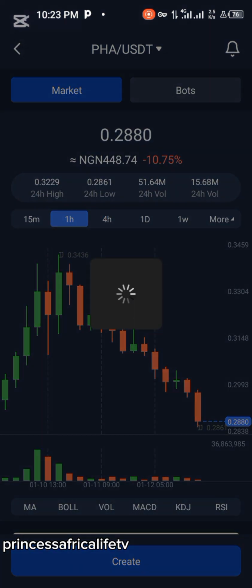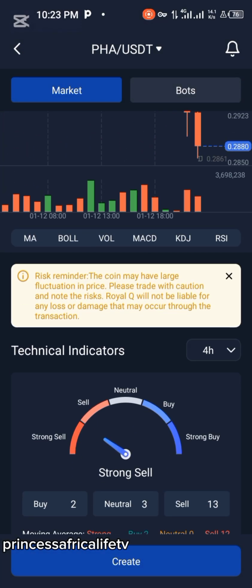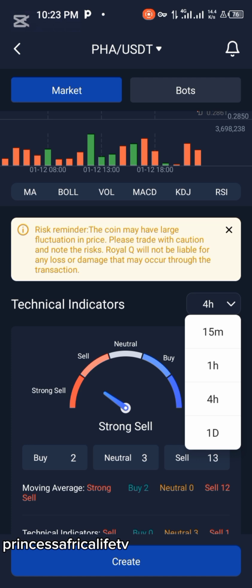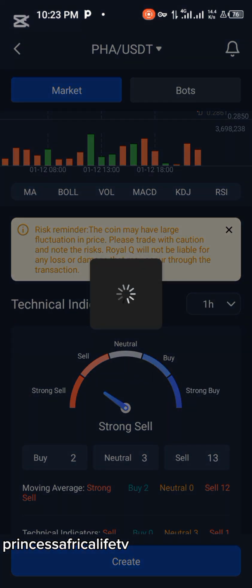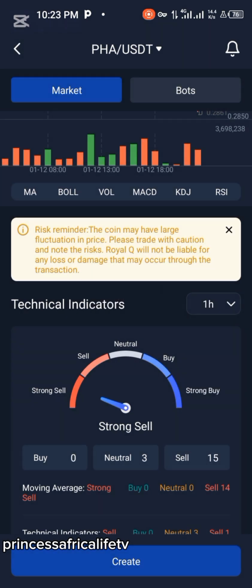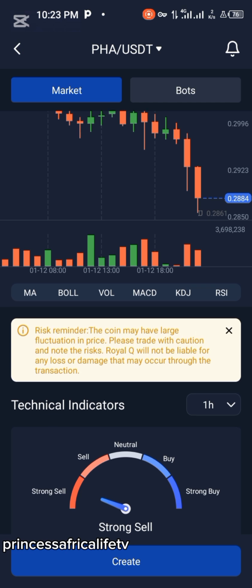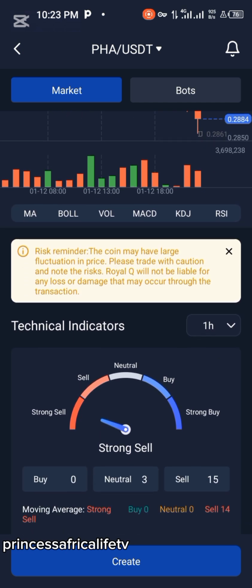Now looking down here at the 1 hour time frame, let's go down again and check this 1 hour time frame. It's even telling us strong sell, to tell you that it's time for you to buy. Anything within strong sell and sell, you can buy. But anything within buy and strong buy, please don't buy. You hold on. The market is not good for you to enter. So this is another indicator. So we have two indicators now, which is the stochastic RSI and this technical meter.